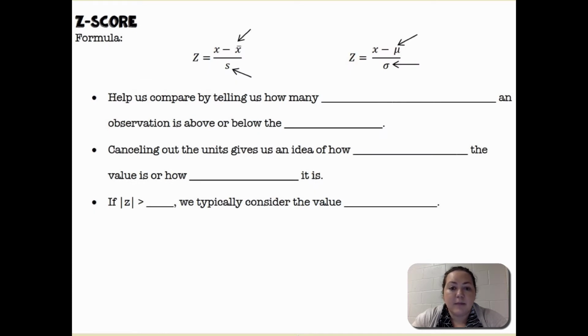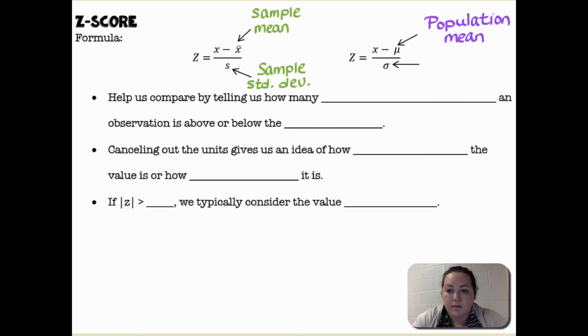Z is x minus x bar over s, where x bar is your sample mean and s is your sample standard deviation. Or if we have the population statistics, then z is calculated by x minus mu over sigma, where mu represents the population mean and sigma represents the population standard deviation.